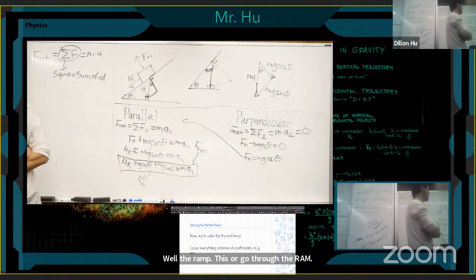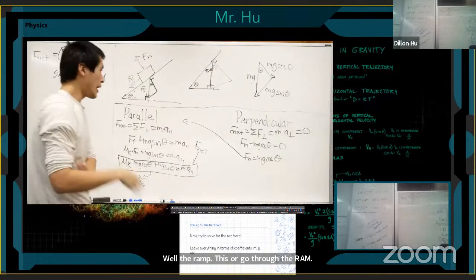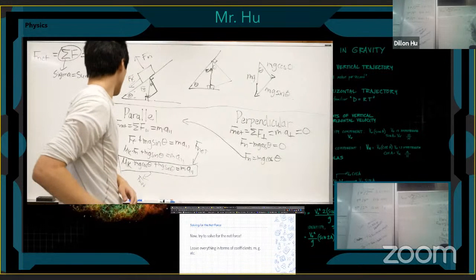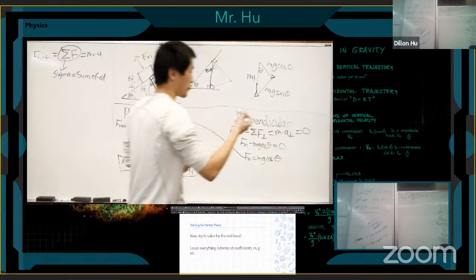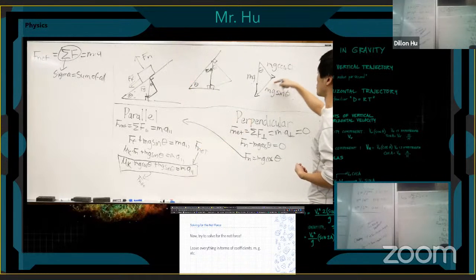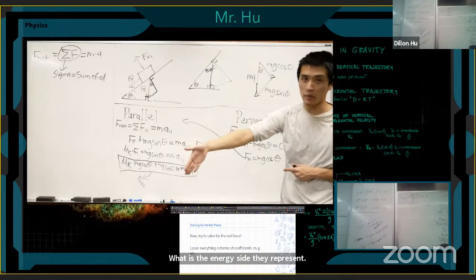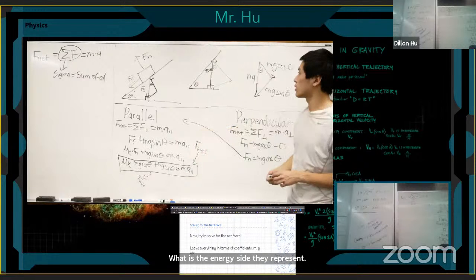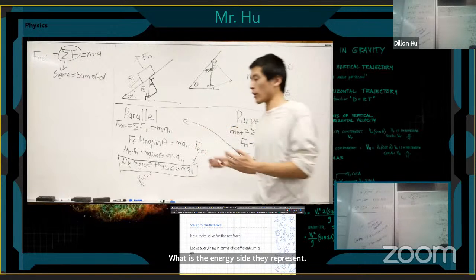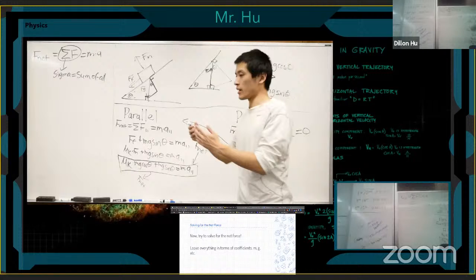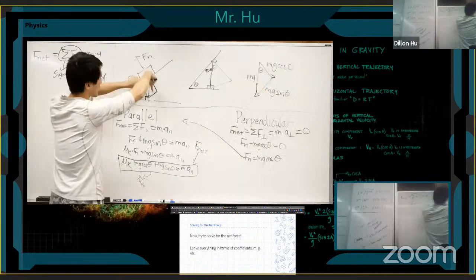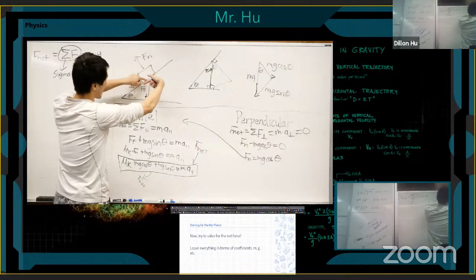What does the mg sine theta represent? Mg sine theta is the force of gravity decomposed. It basically measures how much force of gravity is pulling an object down the ramp. The force of gravity is technically pulling the object at an angle, so we want to figure out how much the force of gravity is actually pulling it down the ramp.